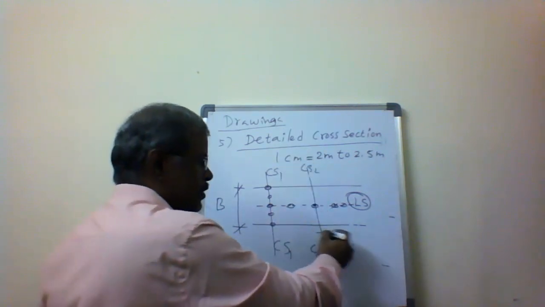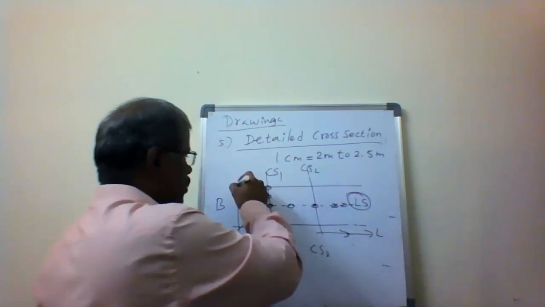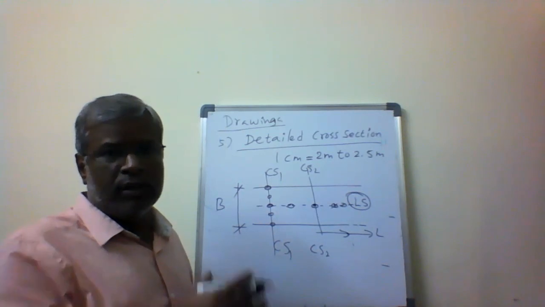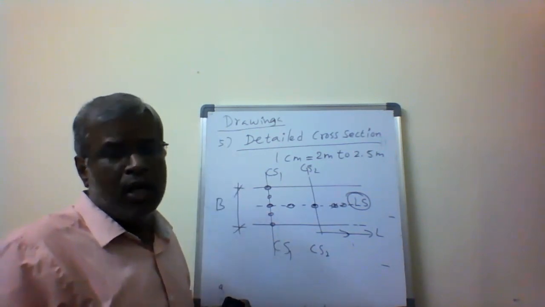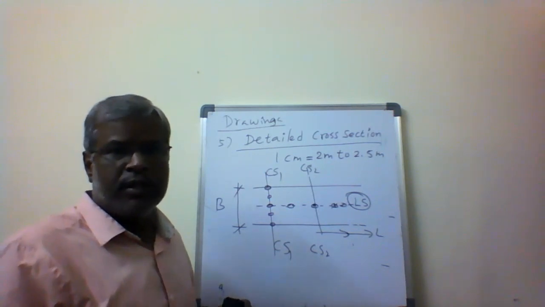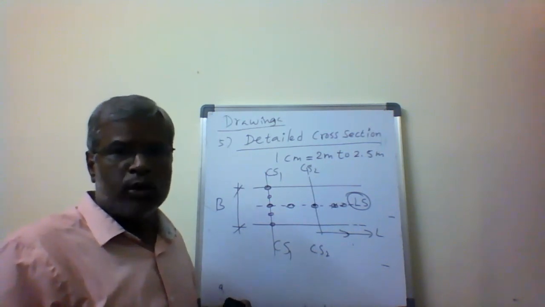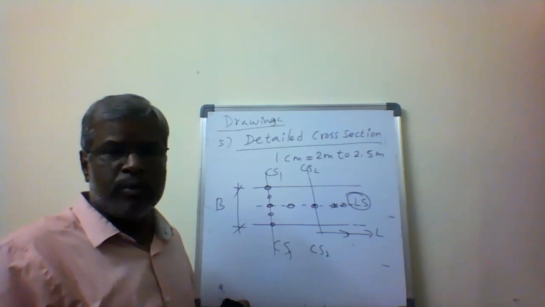Length is going to be called infinite, and width is going to be called finite. Length is how many kilometers of the road is going to be constructed, which is infinite, but the width of the road is going to be restricted, depending upon the traffic volume. So the detailed cross section will give that.